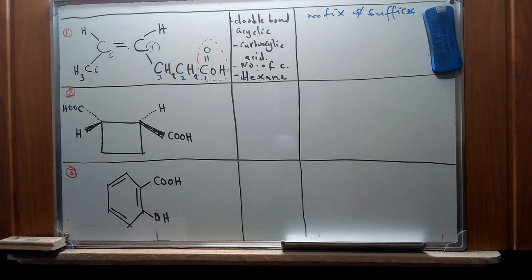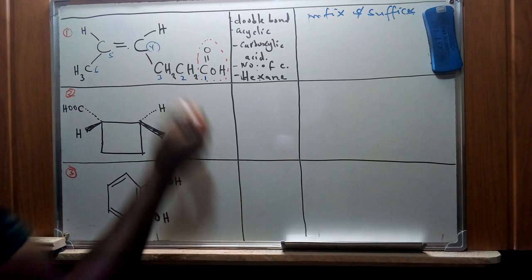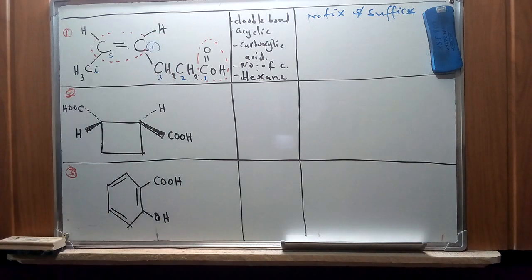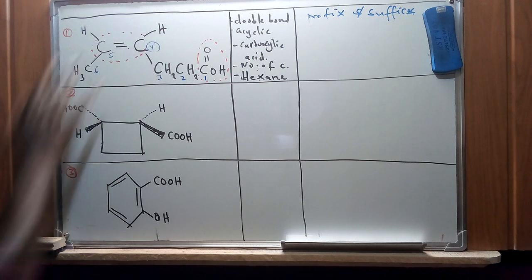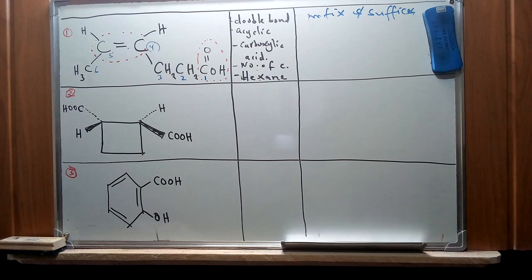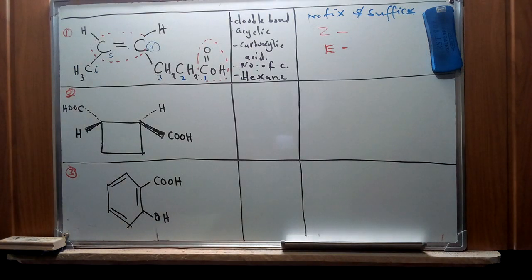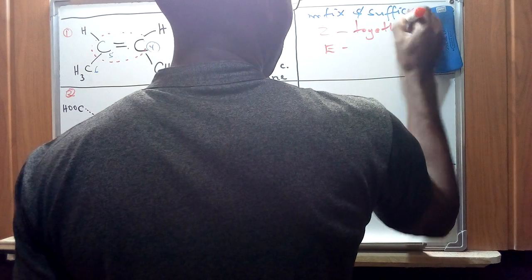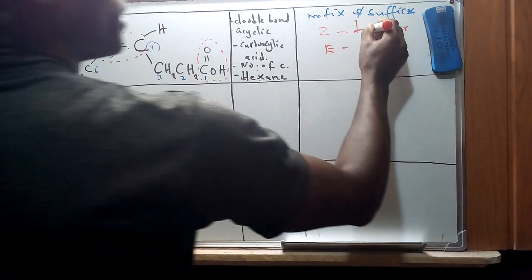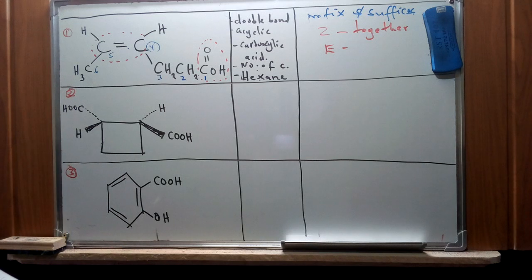Now, in our previous videos where we were talking about the configuration of an atom that consists of a double bond, we said that we can give it a designation: Z, zusammen, and E, entgegen, which refer to the terms together and across respectively. So Z refers to together, for groups of either low or high priority that appear on the same side of the double bond. And E, entgegen, refers to the concept of across.